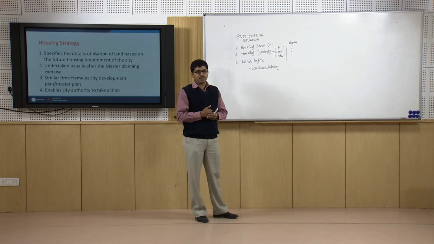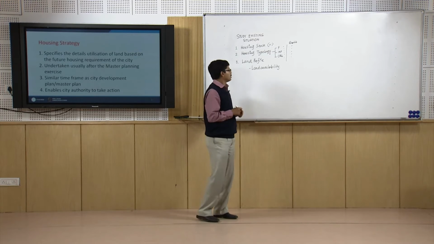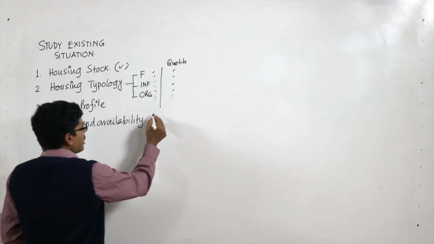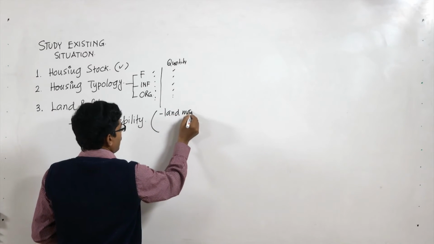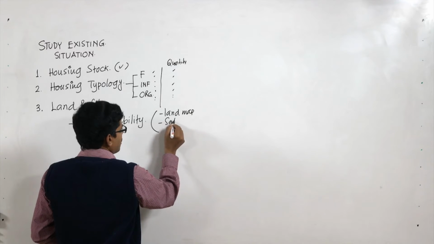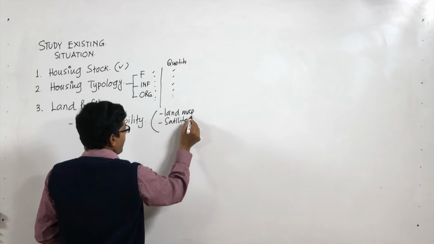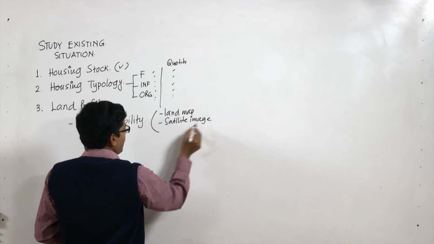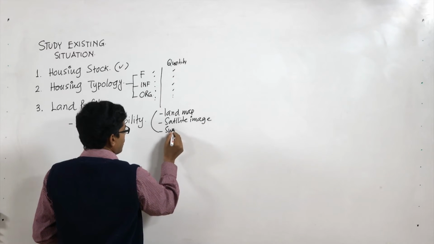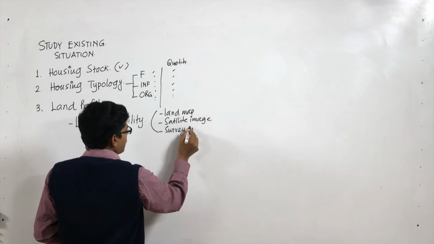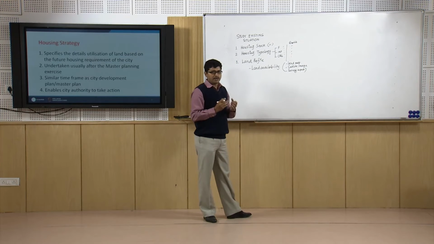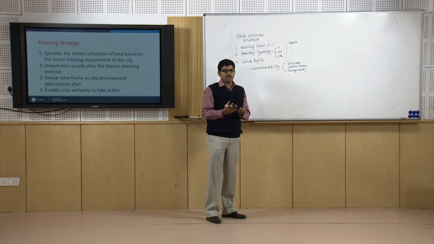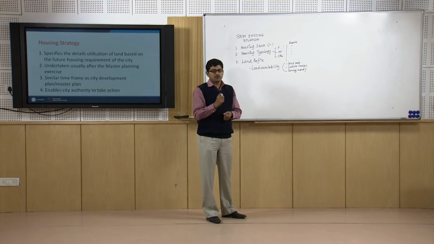So, you should update that map with the current input, and you can also utilize the input of the satellite data imagery. So, land availability is based on the land map, then satellite image, and also you can take survey inputs. So, after this you are going to get a clear picture of the city, that what are the lands available in the city under which ownership.